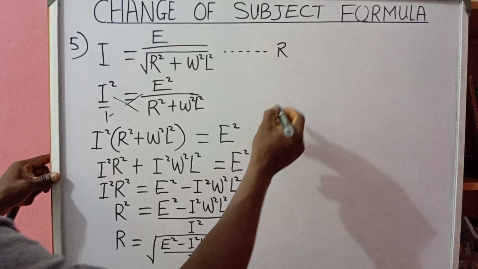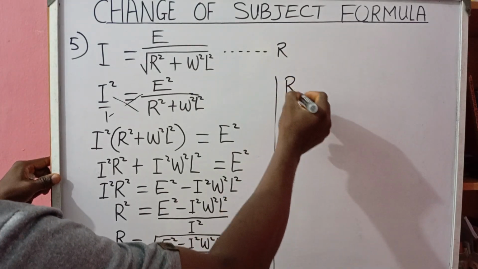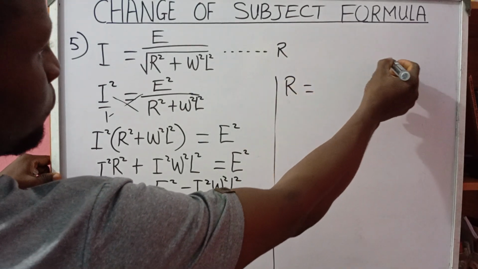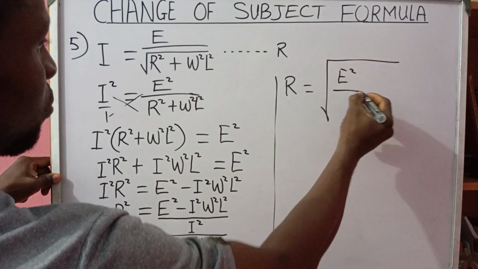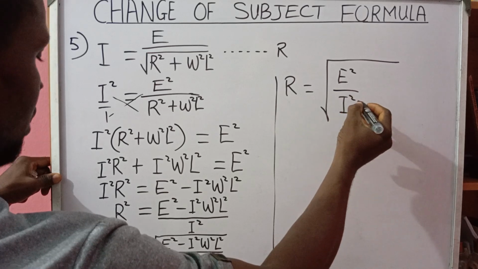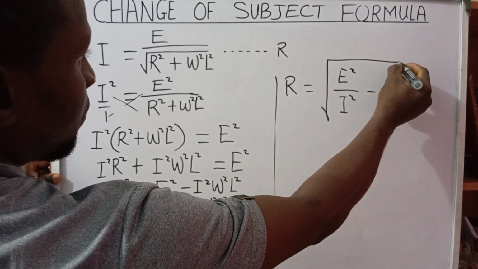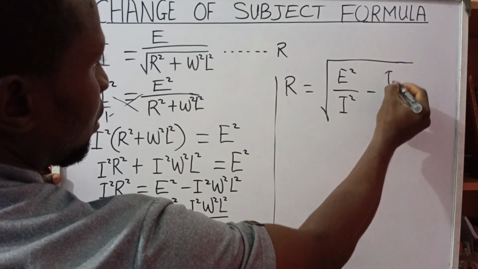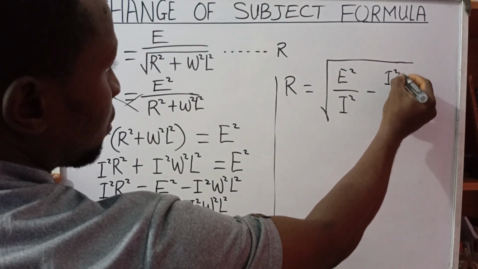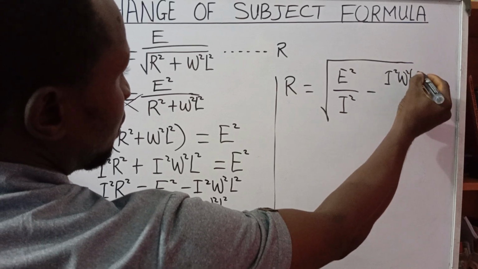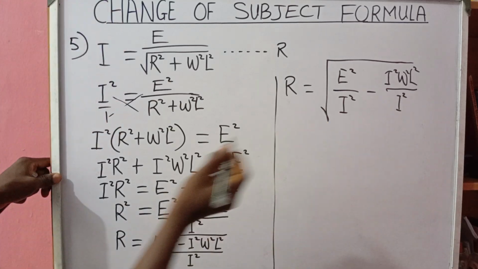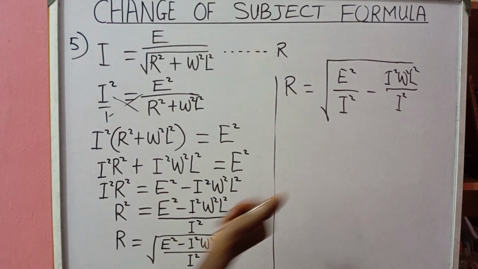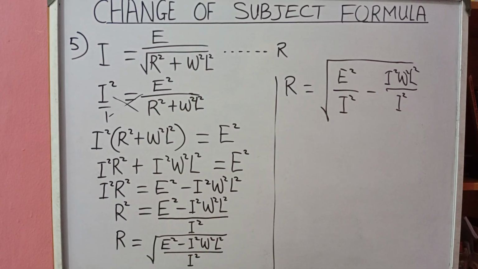There are many ways you can write the answer. The answer can also be presented in this form: R is equal to the square root of E squared over I squared minus I squared W squared L squared all over I squared. The answer can be written like this also, of which if you solve the fraction to compress it, you will still have this back. So this is exactly how to do change of subject of a formula.